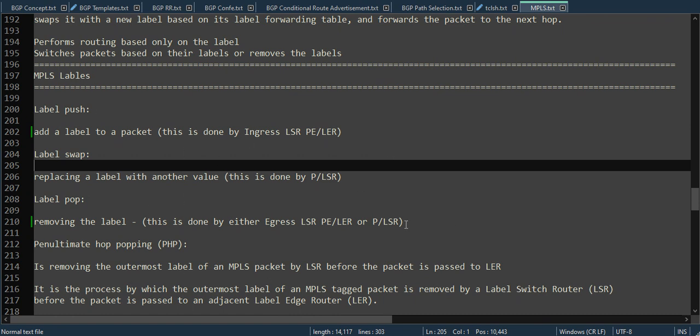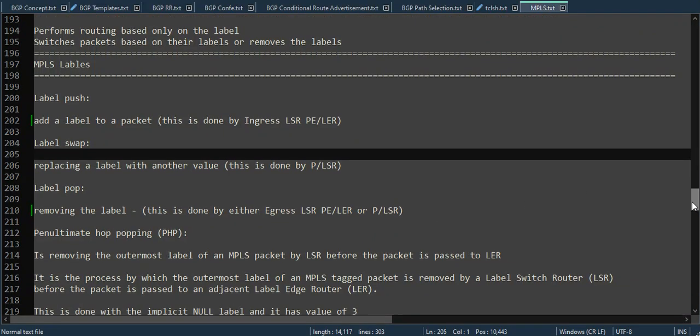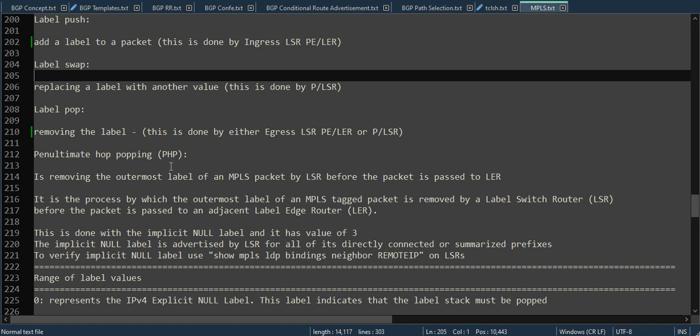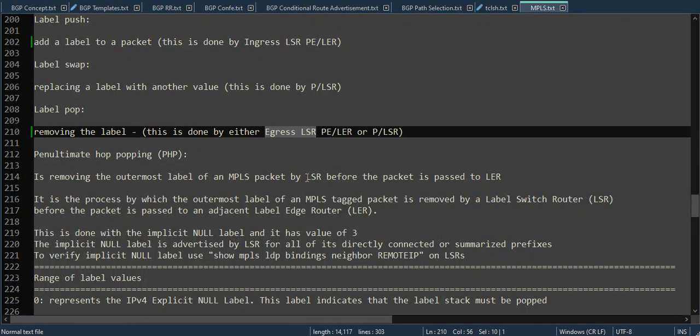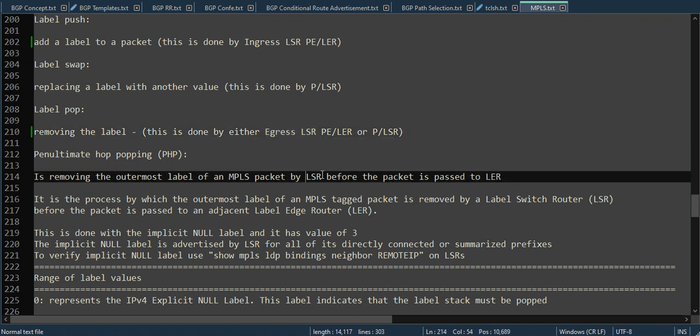Push, swap, and pop. The other concept is penultimate hop popping, or PHP. This process is removing the outermost label of an MPLS packet by the LSR or the egress LSR before the packet is passed to the next router.